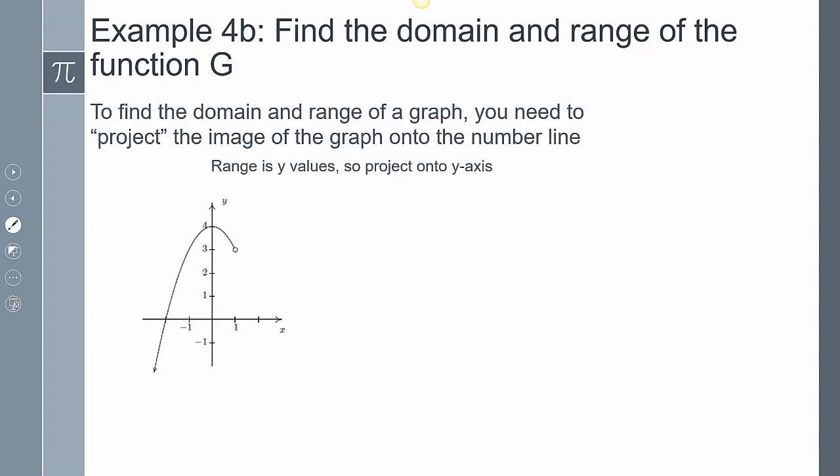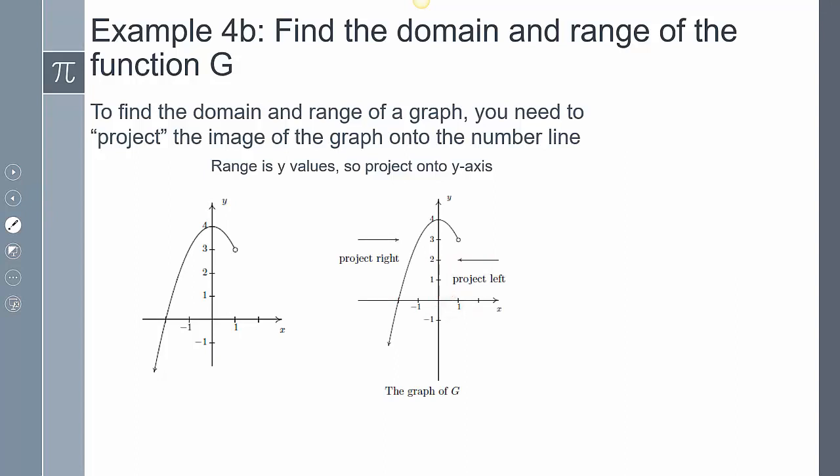Since the range is the y values, we have to take this and flatten it onto that y-axis. If I flatten it onto the y-axis, you may be thinking, oh, this open circle needs to go here. But because it's filled in on this side, it's going to fill in that open circle. So we don't have to worry about that. By smushing this graph onto that line, I'm going to get this number line.